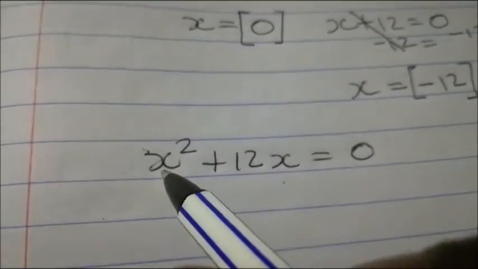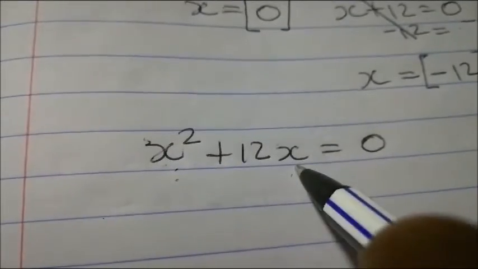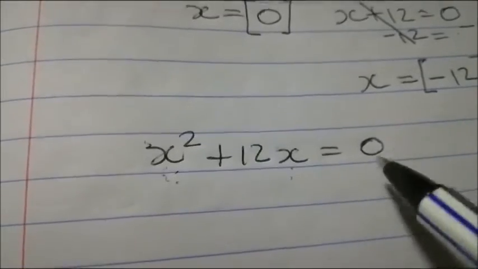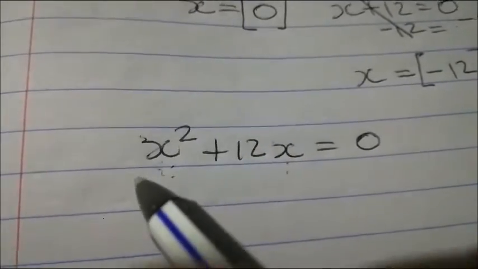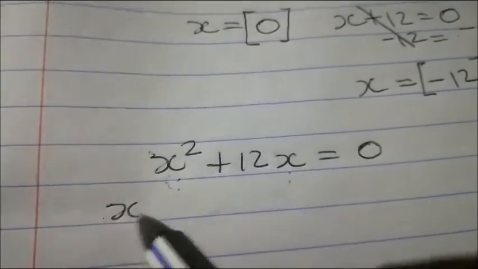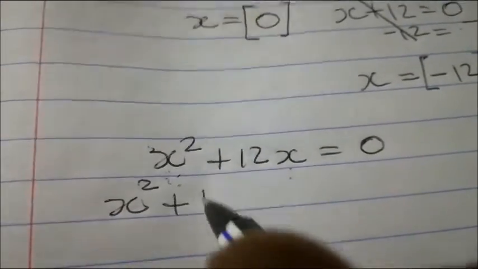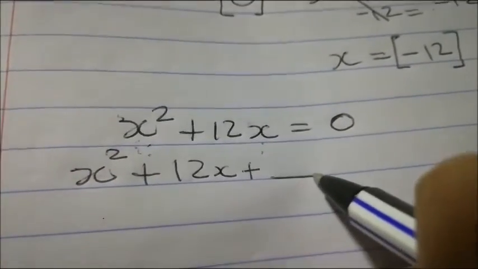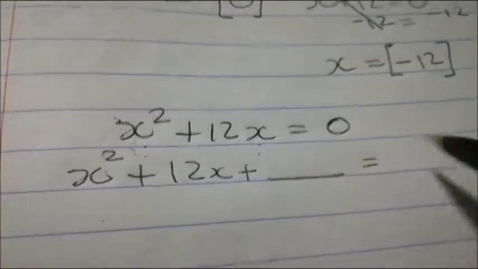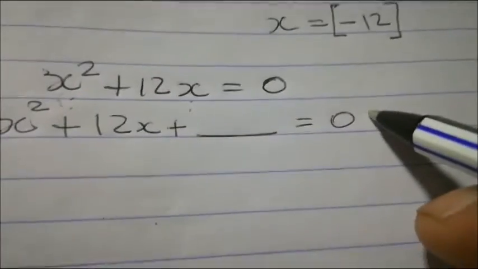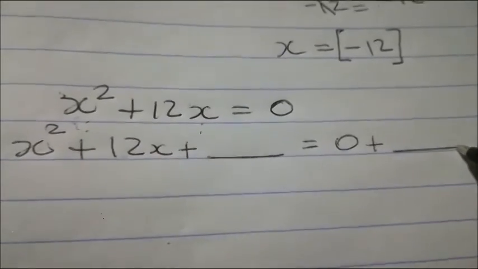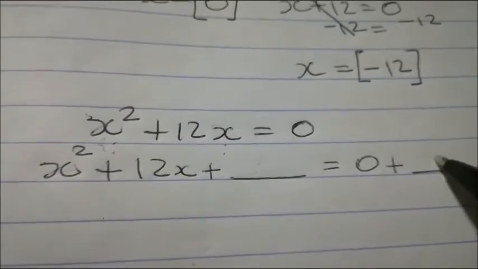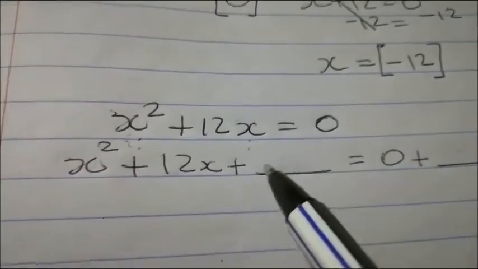Now, what we want to do is create 3 terms. We only have 2 terms here, which is equal to 0. We want to create 3 terms. So what we're going to have to do now is rewrite this in a way: x squared plus 12x plus another term which is equal to 0 plus another term. So the third term that we add here, we're going to have to add over this side as well to balance the equation. Now what do we put in here?